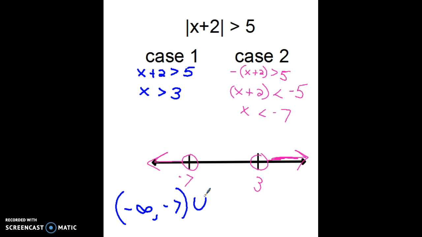Union with, we're starting at 3 and going off into positive infinity this way. So there's my infinity, and again, infinities always get parentheses. If this would have been an or equal to, then this would have been closed right here, and this would have been closed if this was or equal to.